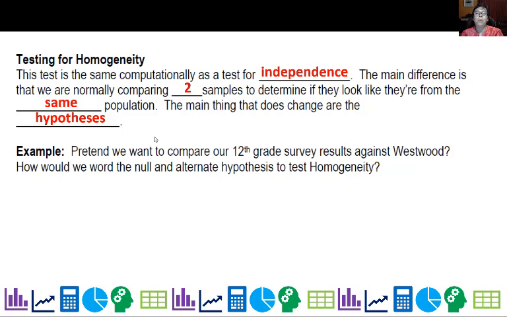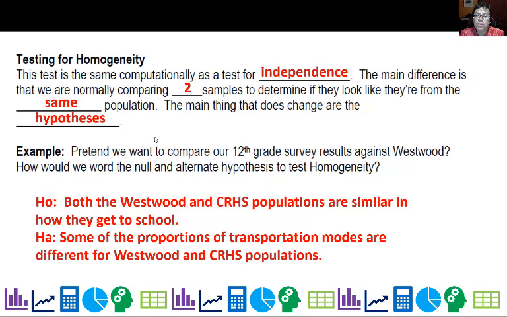The main thing that does change is the hypotheses. So let's say we wanted to compare our 12th grade survey results against Westwood. How would we word the null and alternate hypotheses to test homogeneity? Well, in this case, we would say both Westwood and Cedar Ridge populations are similar in how they get to school. And then in the alternate, we would say some of the proportions of transportation modes are different for Westwood and Cedar Ridge. Or you could just say the distributions are different.